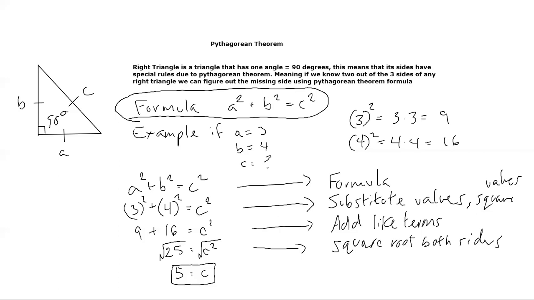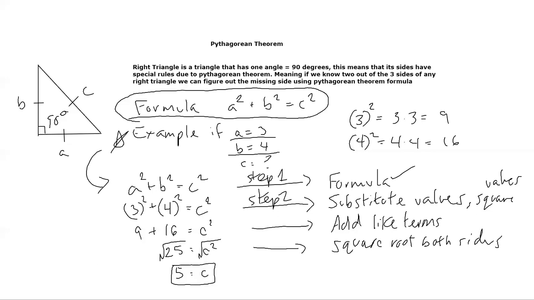In our example here in the problem that we're going to do, we're going to say that A is equal to 3, B is equal to 4, and we're trying to figure out what C is. So we're going to move down here and we're going to use the formula. We're going to start with the first step, which is write down the formula. A squared plus B squared is equal to C squared. That's the formula, check. We're going to move on to step 2.